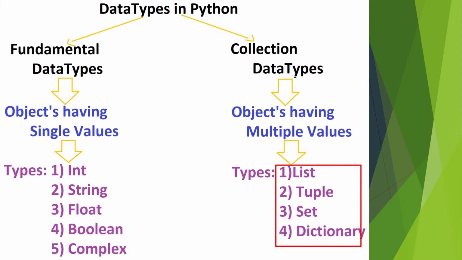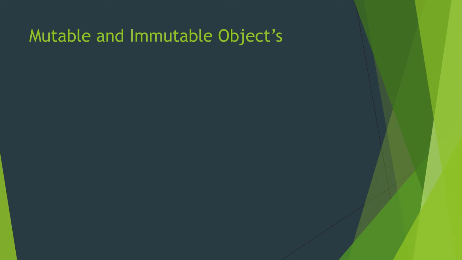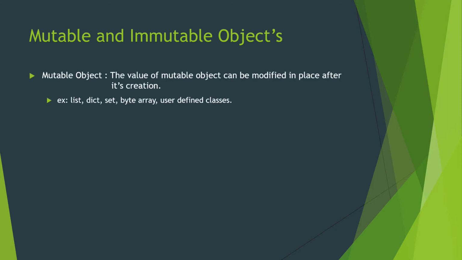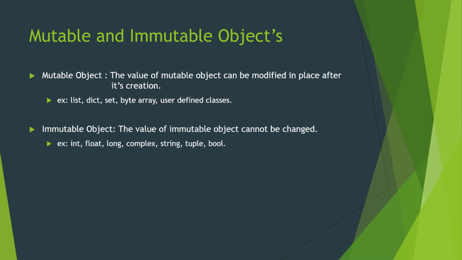Now let's look at what mutable and immutable objects are. Mutable objects are those whose value can be modified after creation. For example, list, dictionary, set, byte array, user defined classes. And immutable objects are those whose value cannot be changed. For example, int, float, long, complex, string, tuple, and bool.